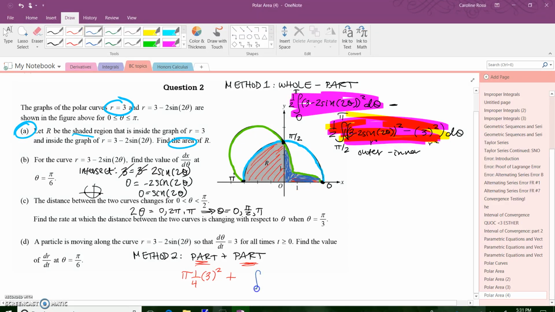So I'm going to add an integral. And okay, what is that rotating from? It's rotating from 0 until pi over 2. And all I'm going to do is 1/2 r squared. So I don't need to do any outer minus inner because there is no outer and inner. It's just contained by this polar function. There you go. So no matter which way you do it, you would end up with 9.708 rounded to 3 places for the AP exam.